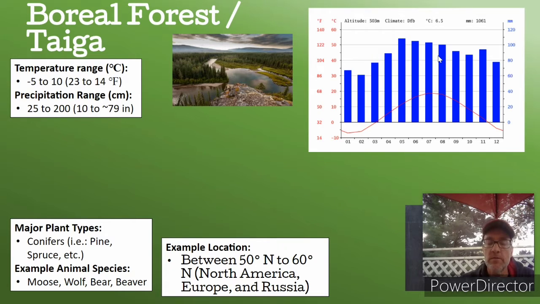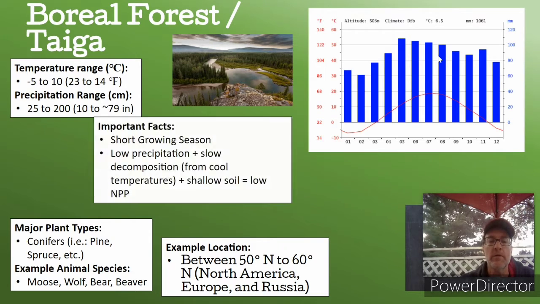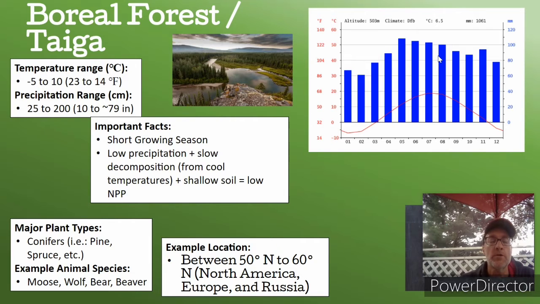Latitude is between 50 degrees north and 60 degrees north in North America and Russia. So boreal forest tends to be a northern hemisphere biome. Short growing season, low precipitation, though higher compared to tundra.